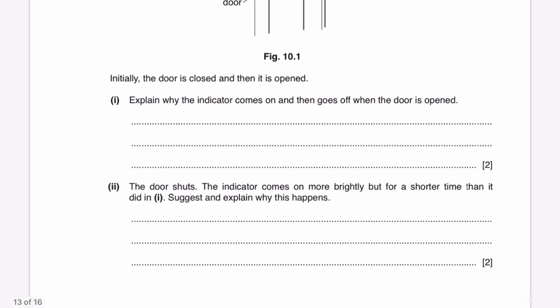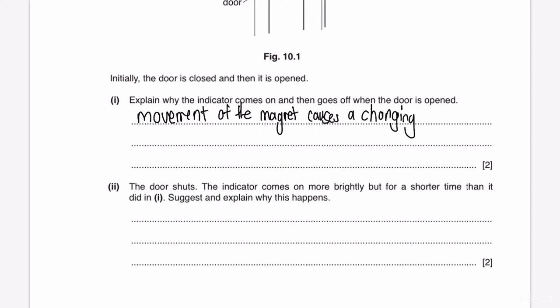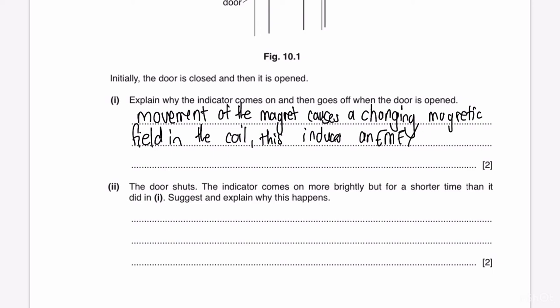So I'm going to write it down. Movement of the magnet causes a changing magnetic field in the coil, which in turn induces an EMF, or current, in the coil. In the coil, across the LED.